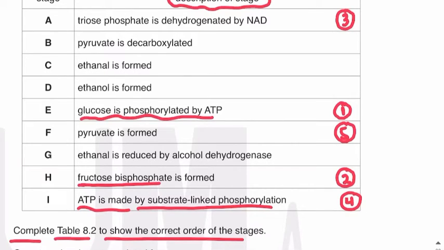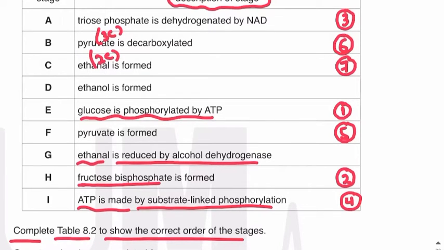Okay. When the pyruvate is formed, now what happens to the pyruvate? It is not entering into the mitochondrion. Instead, it is taking part in alcoholic fermentation, which occurs in the cytoplasm. Because this is alcoholic fermentation, pyruvate will be decarboxylated. And when the pyruvate is decarboxylated, what is formed? Ethanal is formed. Pyruvate is a 3 carbon compound and ethanal is 2 carbon. Then this ethanal is reduced by the enzyme alcohol dehydrogenase to form ethanol. So eventually ethanol is formed.